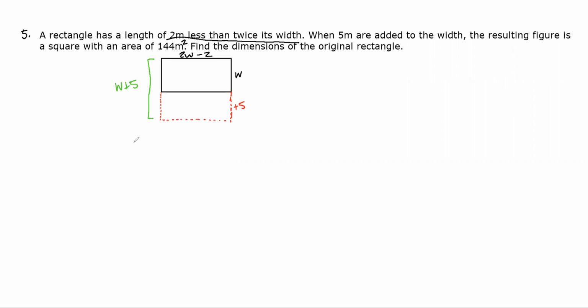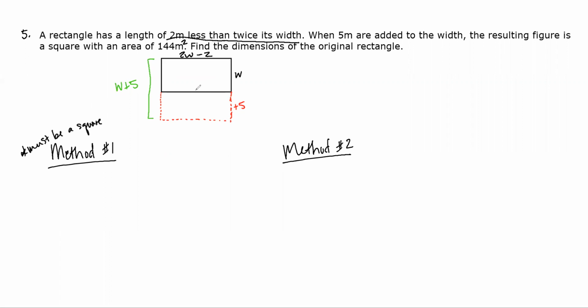Now, 2 ways to do this. We're going to have method number 1 and then method number 2. Method number 1 is going to be a lot easier, in my opinion. Sometimes, so if they don't give you a square as the final figure, you cannot use this. It must be a square. But they tell us that the final figure, so the square, has an area of 144 meters squared.